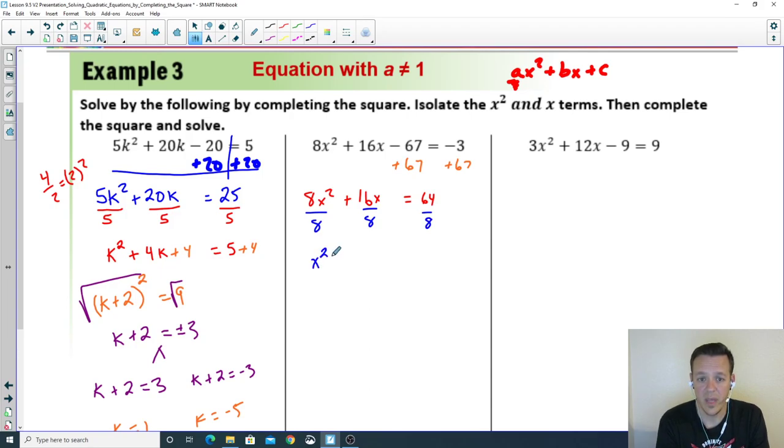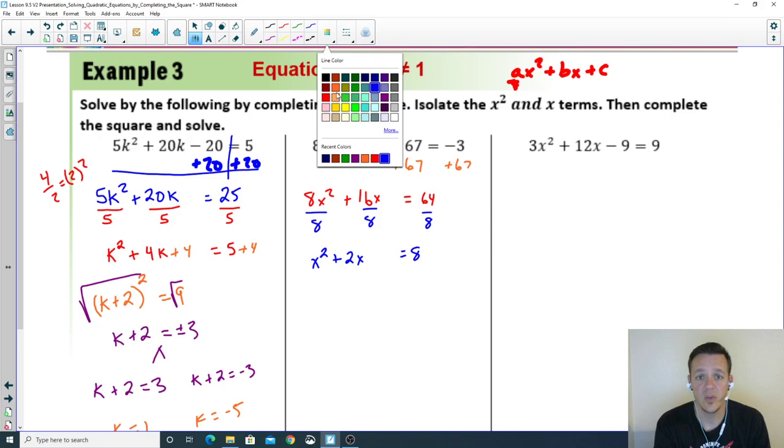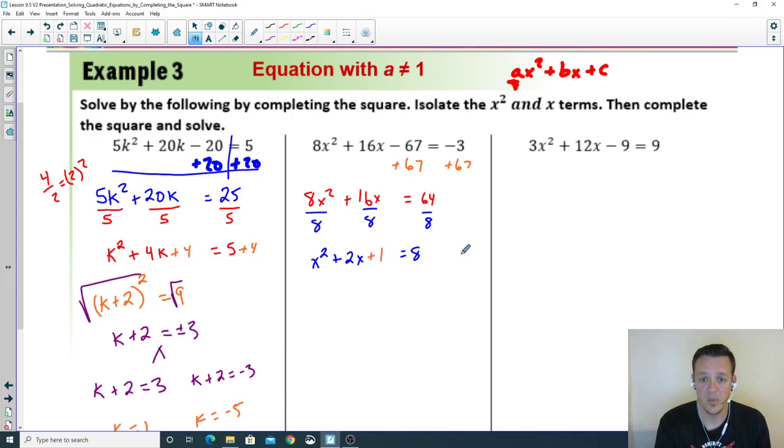We'd end up with x squared plus 2x equals 8. Now you complete the square again. 2 divided by 2 is 1. Then you plug that in, add a 1 to this side, and you end up with, again, x plus 1 squared equals 9. And now we're going to take the square root.